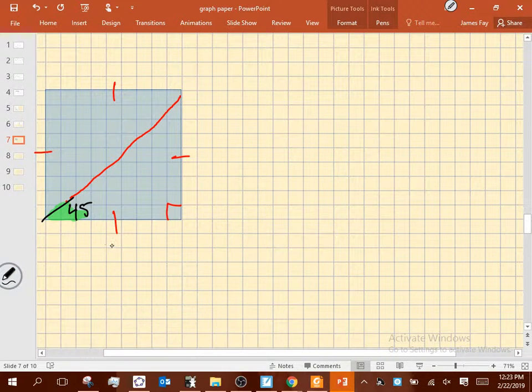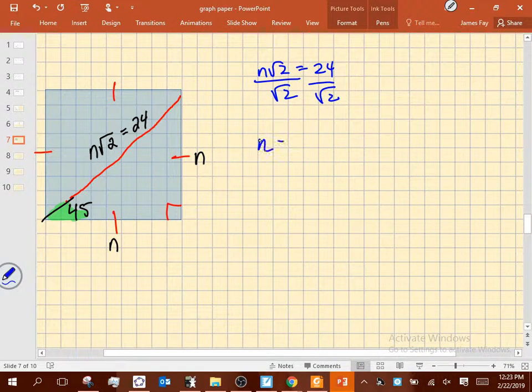So in a 45, 45, 90 triangle, the hypotenuse is n radical 2. And I believe they told me my chopstick was 24 centimeters, or inches or whatever, probably centimeters, long. Is that an equation that's going to allow me to tell the dimensions of my square? So I'm going to solve that. I'm going to divide both sides by what? Radical 2. So I get n radical 2 equals 24. We'll divide by radical 2, so we get n equals 24 over root 2.